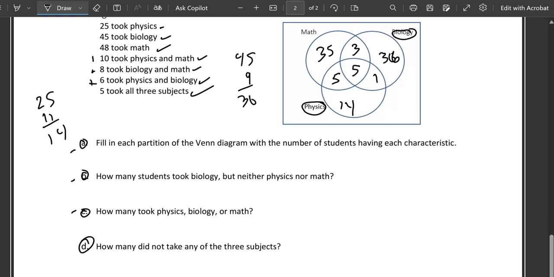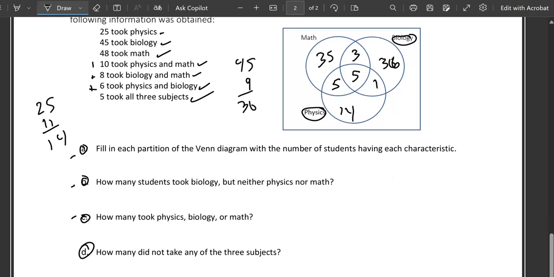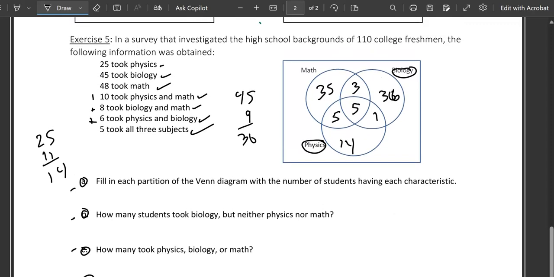How about this one? How many did not take three subjects? Did not take the three subjects. Well, what was our total amount in the universe? In a survey that investigated the high school background, 110 freshmen. So we're investigating the high school background of 110 freshmen. So our universe is basically these 110, and these freshmen were in math, biology, and physics. There's 110 in the universe, but it's talking about specific people that took math, biology, and physics over here.